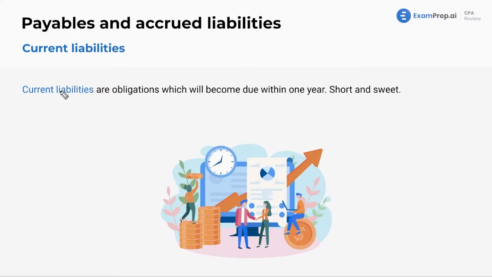Let's say I've got a 1 year bond. Within 1 year, due within a year. So that will be a current liability.